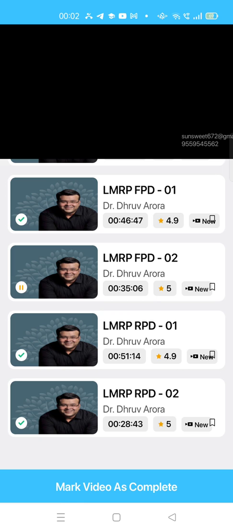So relining is a smaller procedure. Rebasing is the bigger procedure, wherein you change the entire base. In the reline, we are just going to line the intaglio surface with a thin layer of your liners.